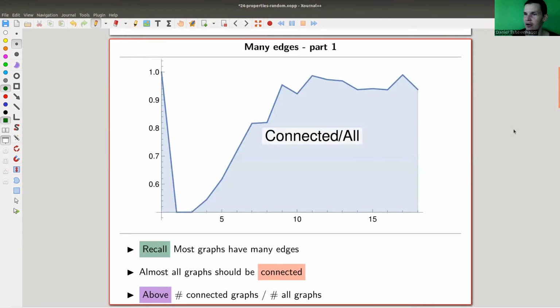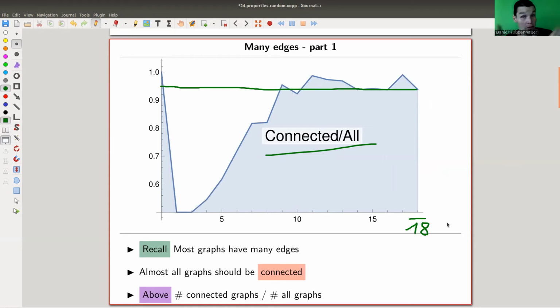Anyway, what I've done here is I listed all graphs up to 18 vertices, and I asked how many of them are connected. So I take the ratio of connected graphs over all graphs for a fixed number of vertices. And as you can see, it fairly quickly grows. Essentially it's 95% or something for 18 vertices down here.